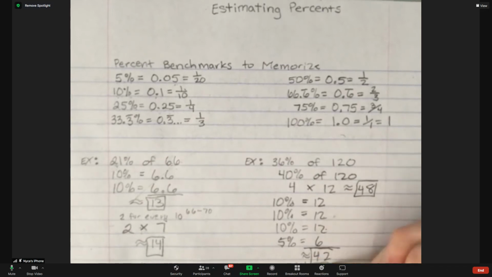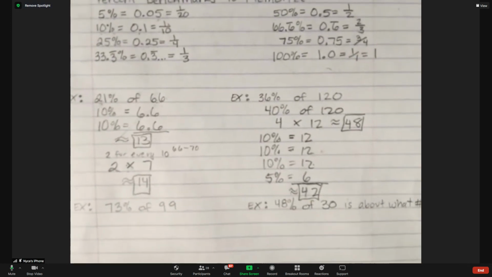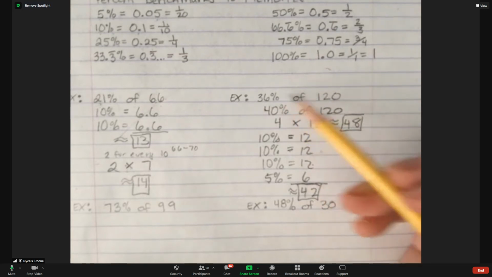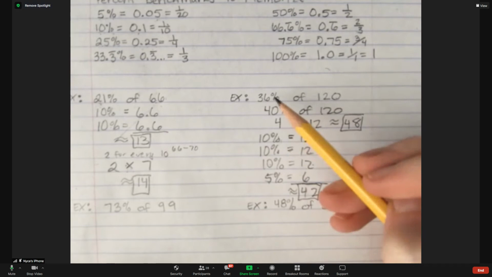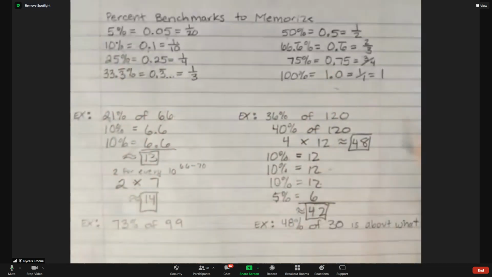So again, estimation will range. It's all about what do you see and what are you rounding it to. It needs to make sense. So you round the percents and the numbers, or if you want more precision, you break it down by the percent using what's up here to get the actual answer.